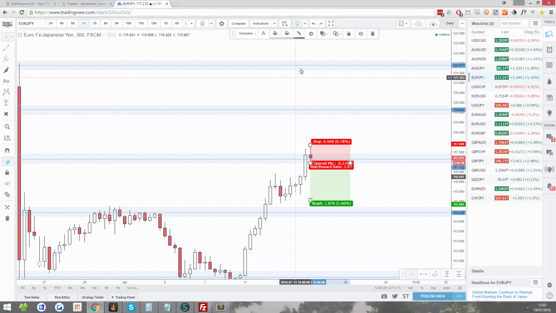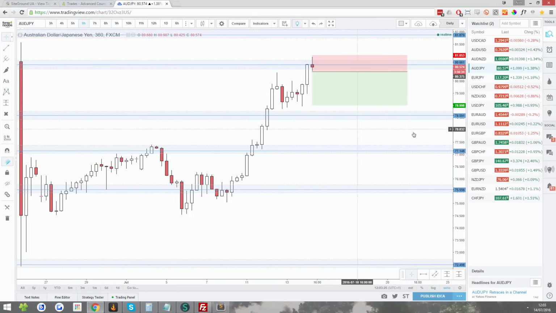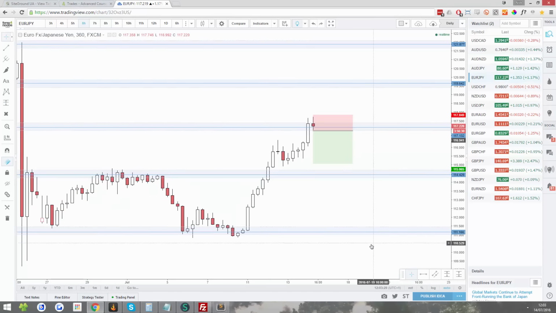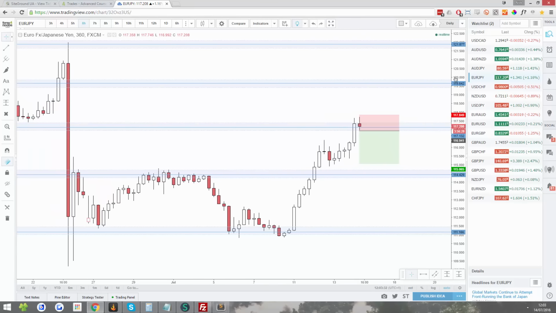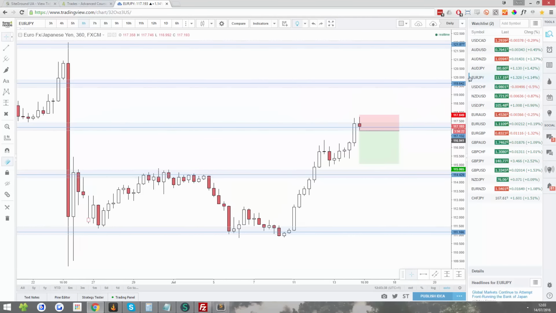But this is a very, very similar setup. I mean, it's very hard to spot the difference between the two. See, they look pretty much exactly the same. So I'm probably not going to take both of these. I'll only take one.